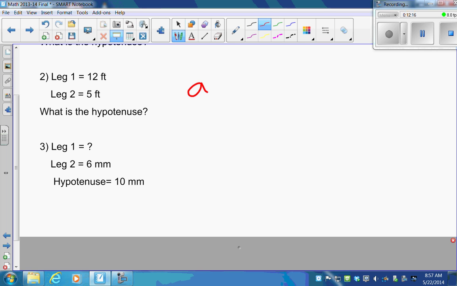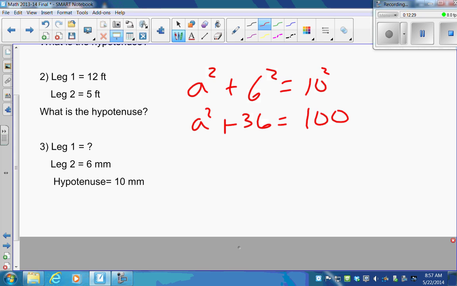I do not know my first leg. I know my second leg is 6 millimeters, 6 squared, and I know my hypotenuse is 10. Still do not know my A. 6 squared is 36. 10 squared is 100. This is why it's important that you keep it organized.